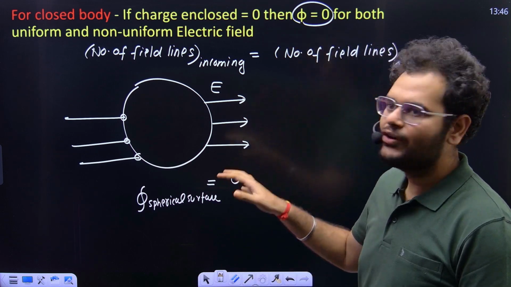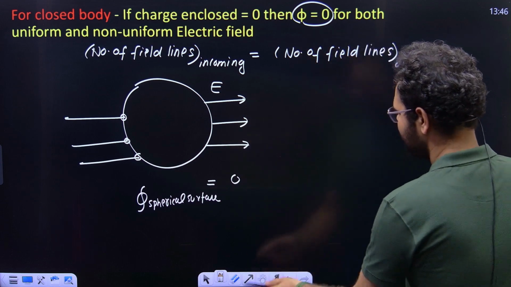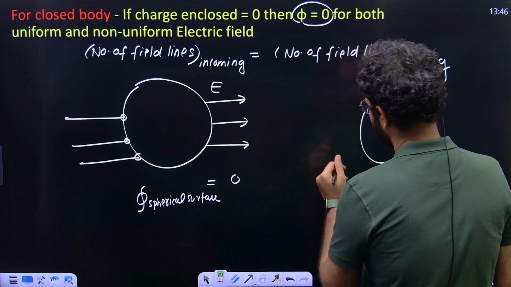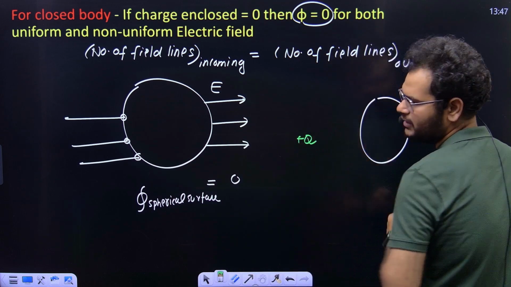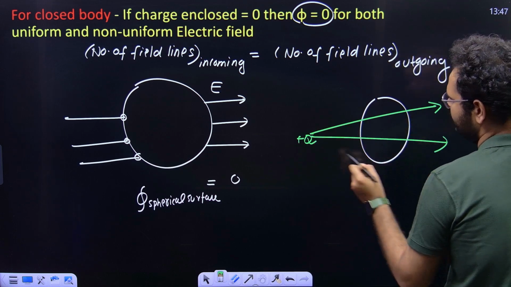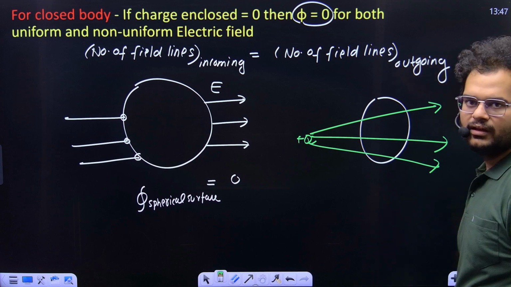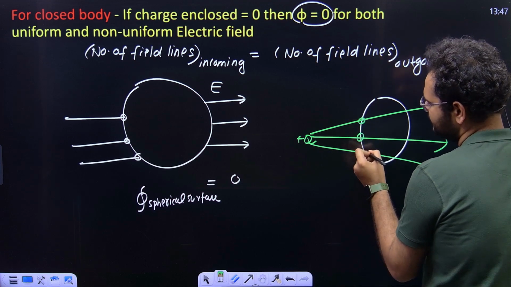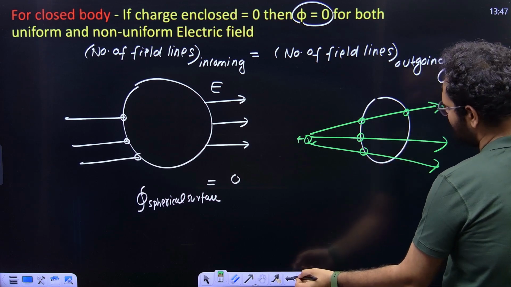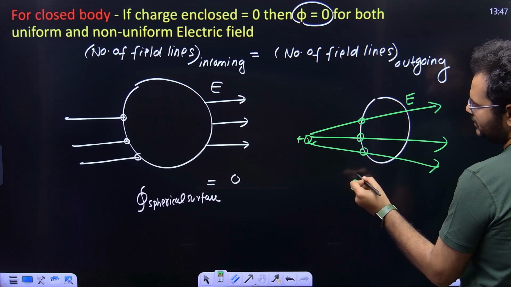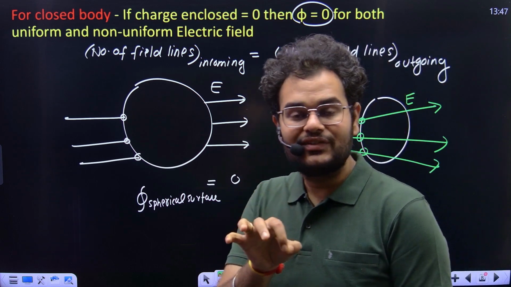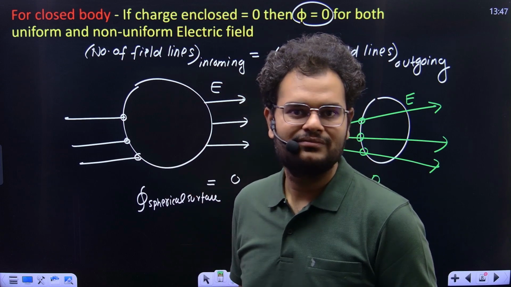So whether it is a uniform field or a non-uniform field doesn't matter. Let me give another example. Okay, sir. Let us say this is a circular surface, and if we keep a plus Q charge here, the electric field will be like this. Here again the same thing. The number of field lines going inside is also equal to the number of field lines coming outside. That's why here also the flux is 0. Are you getting it? So the charge must be inside the closed surface, then only flux will be non-zero, else it is 0.